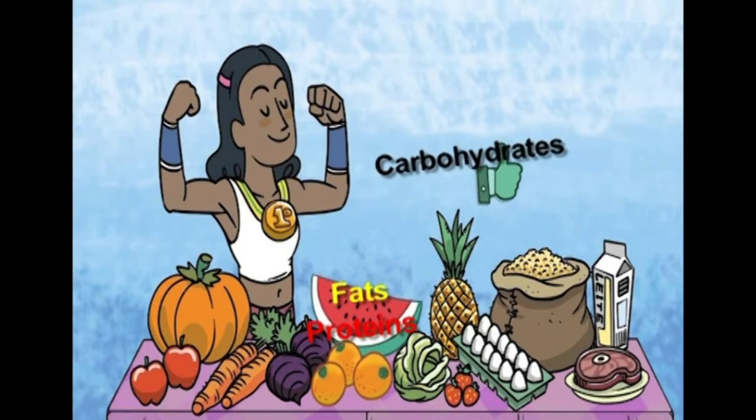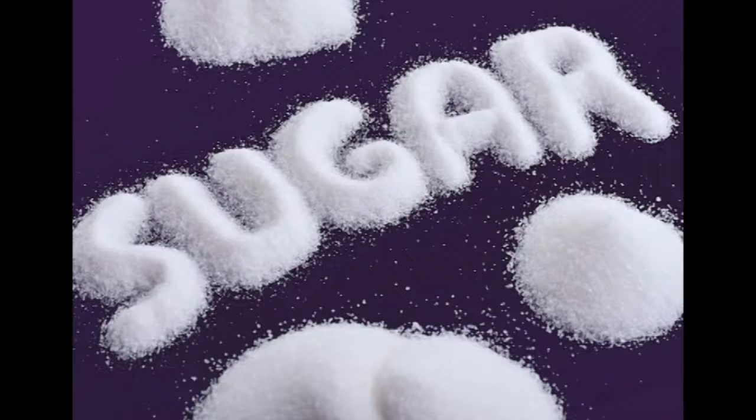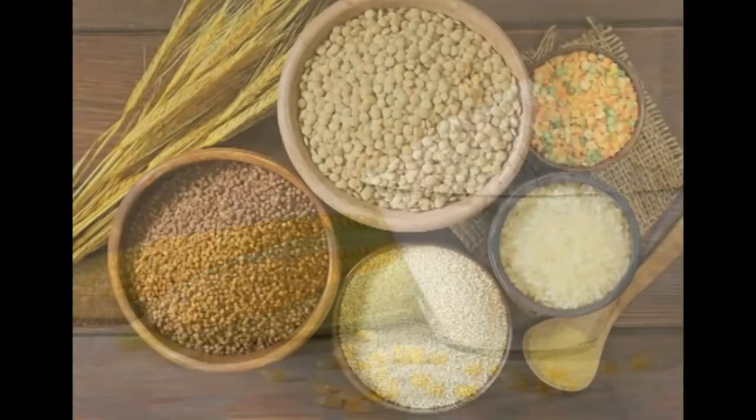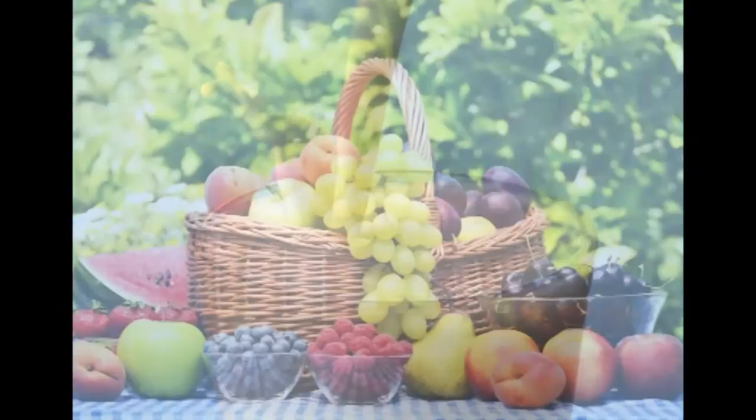So let us see what carbohydrates are. Carbohydrates are chemical compounds that contain carbon, hydrogen and oxygen. In the food we eat, carbohydrates are in the form of sugars, starches and fibers. Simple carbohydrates include monosaccharides and disaccharides, which are found in table sugar, honey, milk and fruits.